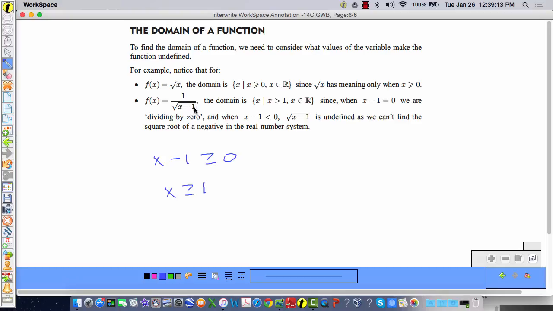Also, we can't have 0 in the denominator, right? So we have to figure out when the square root of x minus 1 is equal to 0. Well, that's going to occur when x minus 1 equals 0, and that's going to be x is equal to 1. So if you look at the two of these, we can't have x equal to 1, so this turns into the domain only being x greater than 1, because again, it cannot be equal to 1, otherwise the denominator will be 0. So in set notation, we would say the set of x such that x is greater than 1, where x is an element of the real numbers.